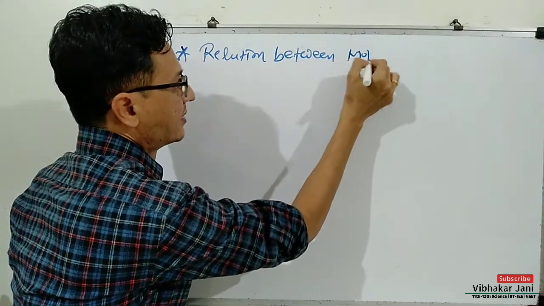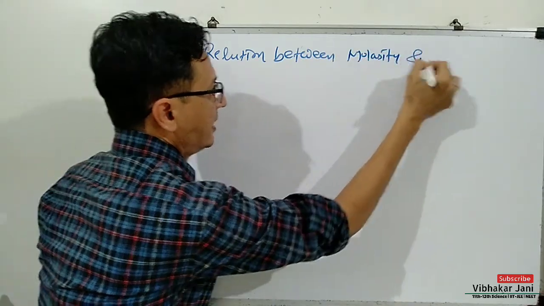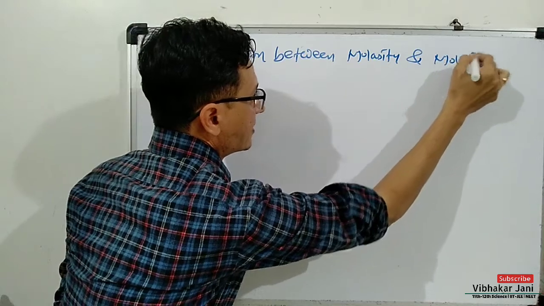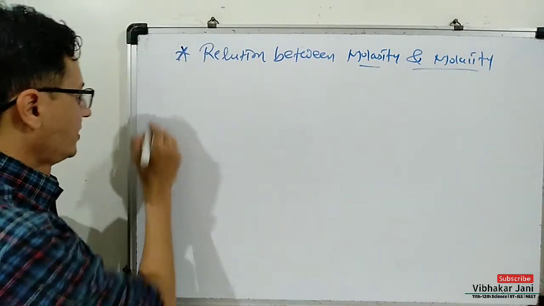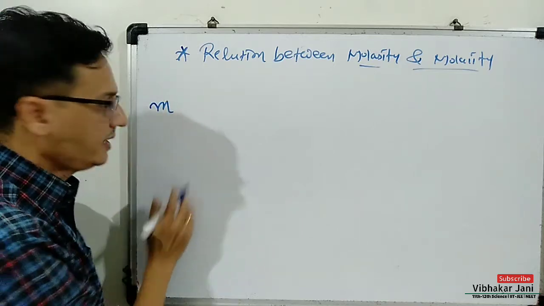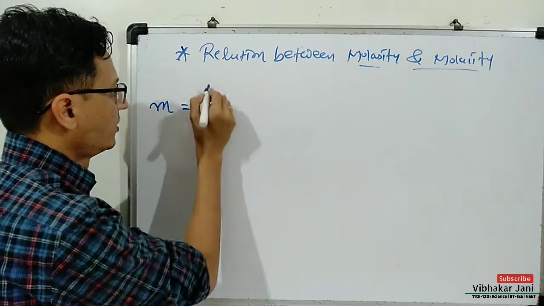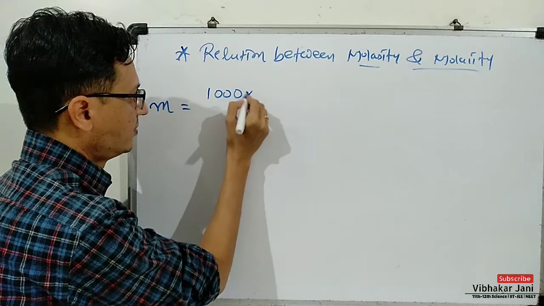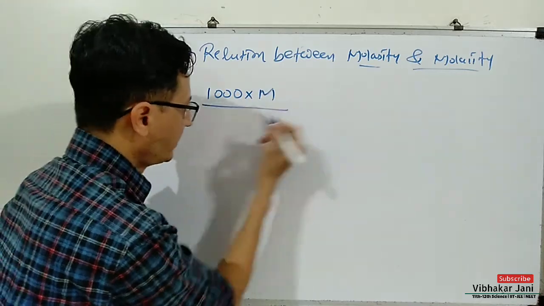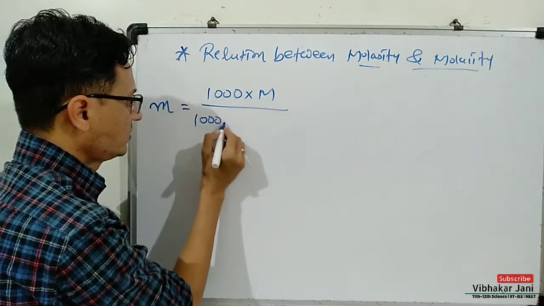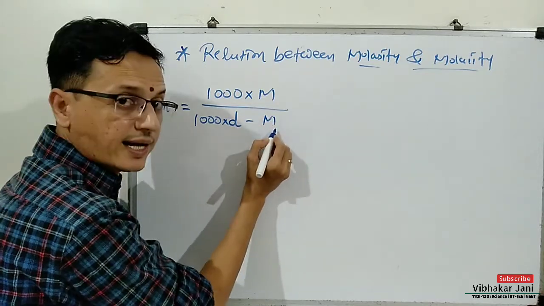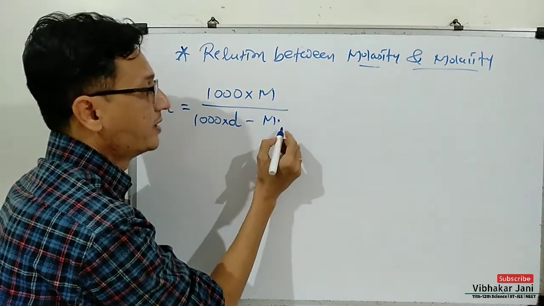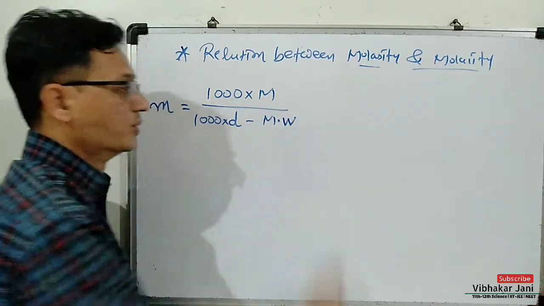molarity and molality. So this is the formula. Molality is equal to 1000 multiplied by M divided by 1000 multiplied by D minus M multiplied by W.